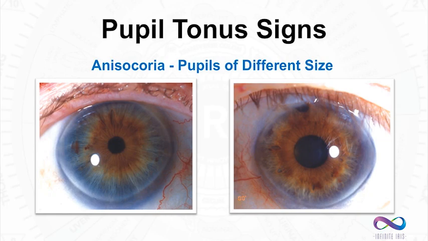The pupils are of two different sizes. This may show damage from diphtheria, meningitis, or a familial history of syphilis. And remember, these are genetic tendencies.